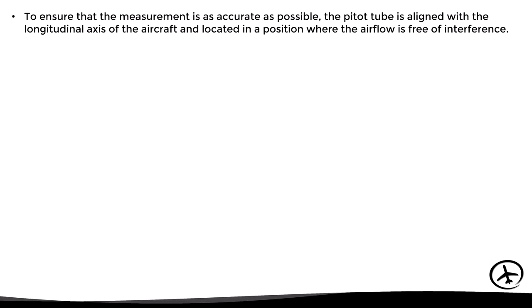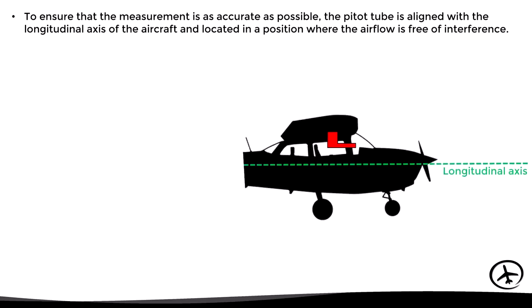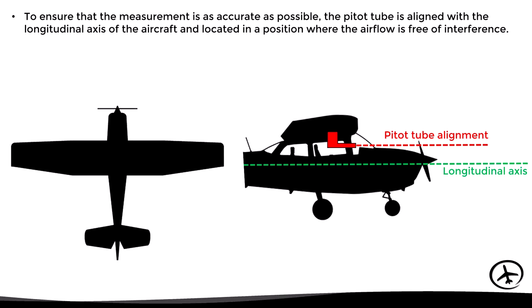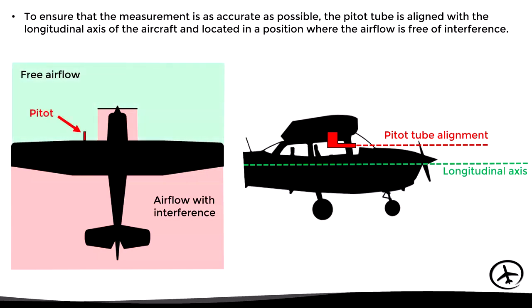Now, in order to ensure that this Pitot tube performs an adequate measurement, it is important that it is aligned with the longitudinal axis of the aircraft, as we can see in this example. And also, it must be located in a part where the airflow is free from any interference. Because when an aircraft moves through the air, the airflow is altered by parts of the plane, like for example the propeller or the wings. And this interfering flow is not suitable for measuring the total pressure. Therefore, the Pitot tube should be located in such a way that it is exposed to the proper airflow, in other words, the free airflow.